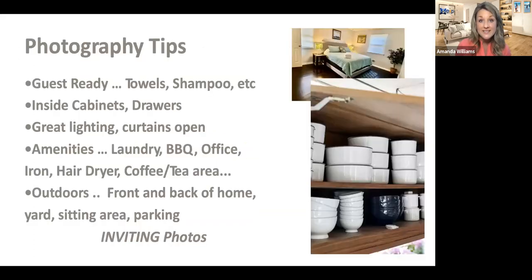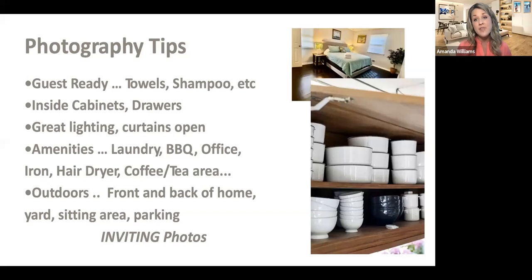So photography tips. When you're having a photographer come, which you need to have a professional photographer come, do not try to do this by yourself. Make sure that it's guest ready, meaning the towels on the bed, the shampoos are in the shower, everything is laid out like a guest, like you're walking into a hotel room. Think about that, right? You're going into the bathroom in the hotel room. You have all the little travel sizes. It's welcoming. I love taking photos of inside all of my cabinets, inside all of my drawers.